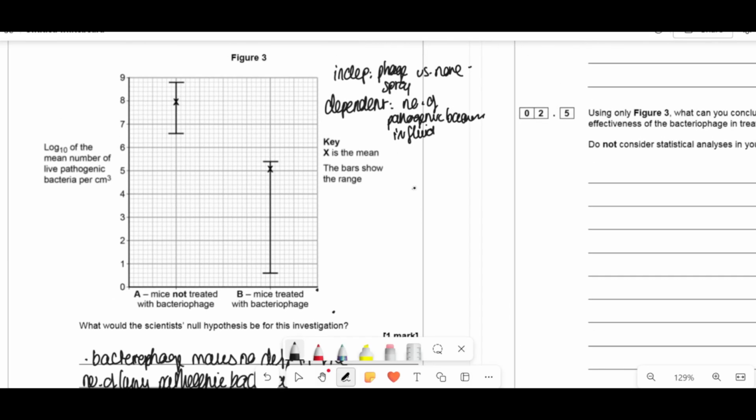And the only reason I can tell is because I've just written out the dependent and independent variables. The dependent is the mean number, and we're doing this spray versus no spray, so obviously we're looking to see if there's a difference. So a null hypothesis is that there's no difference.